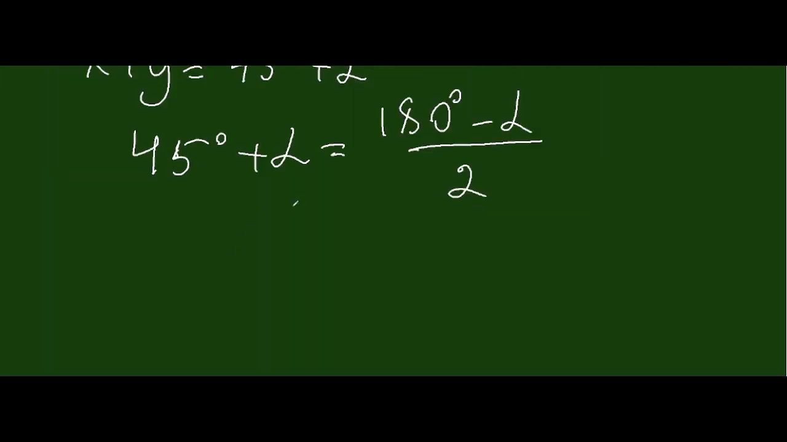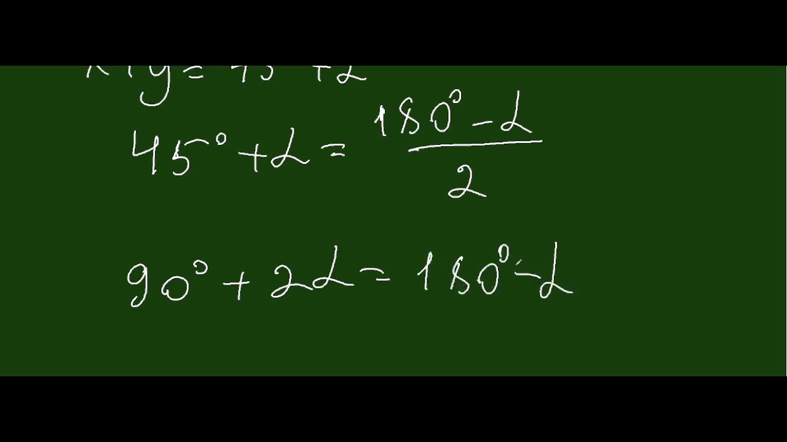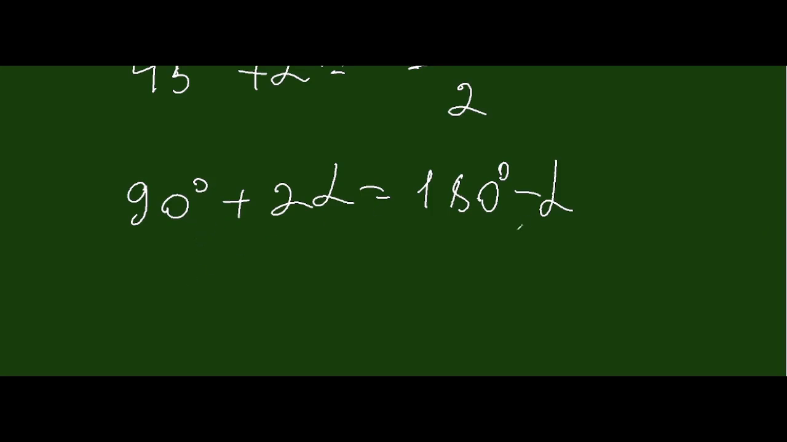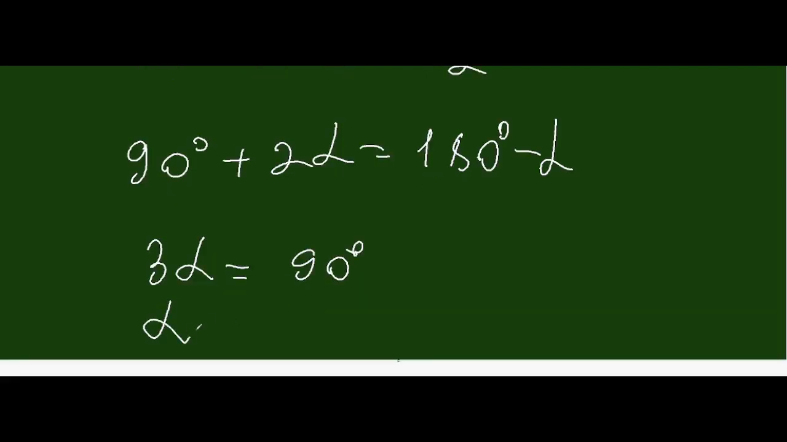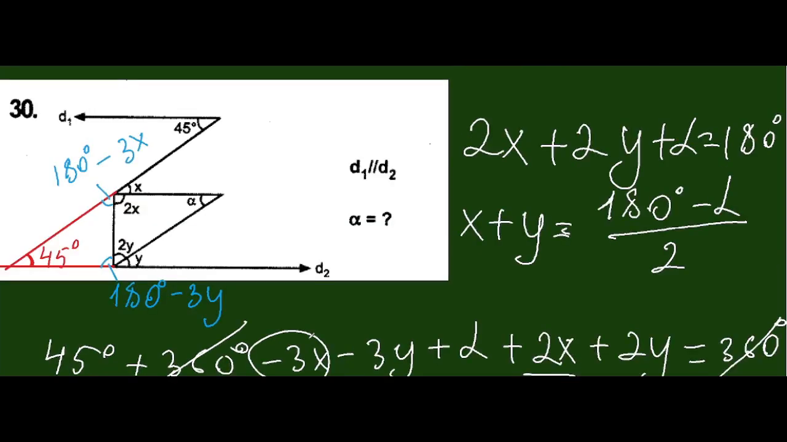We can just multiply both sides by 2, and we'll get 90 degrees plus 2 alpha, and it will equal, the 2 and 2 will cancel on the right side, so 180 minus alpha. So here we can just find alpha. 3 alpha will equal 90 degrees. So alpha will equal 30 degrees. This is our final answer, and this was our last problem in this lesson.